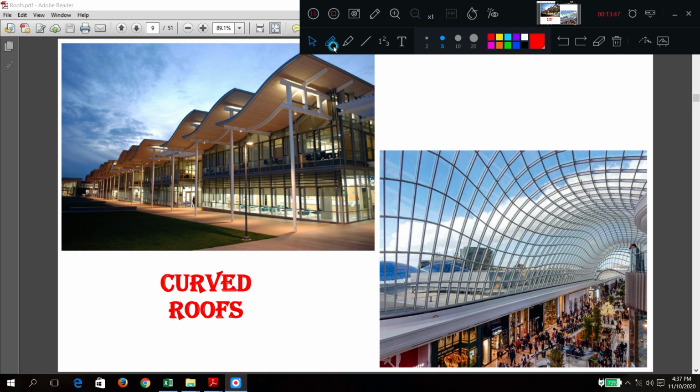One more picture of curved roof. So these are called curved. Another diagram for curved roof.